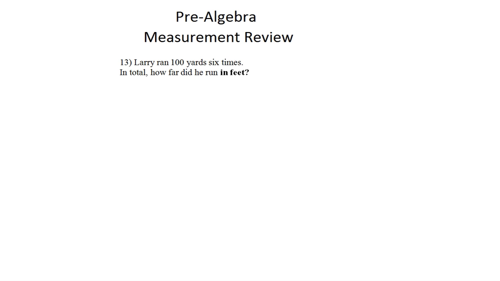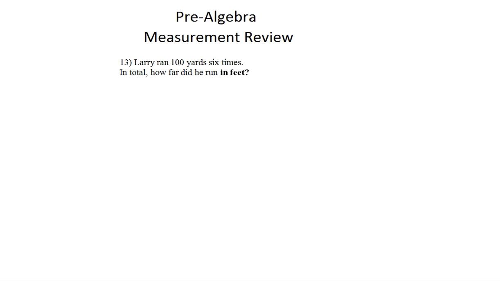Okay, so we're looking at the measurement review for pre-algebra, and here we're going to do basically just the word problems. Number 13 is really the first word problem on there, and it says, Larry ran 100 yards 6 times. In total, how far did he run in feet?